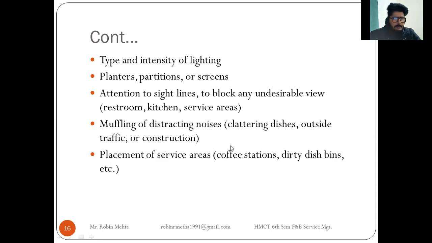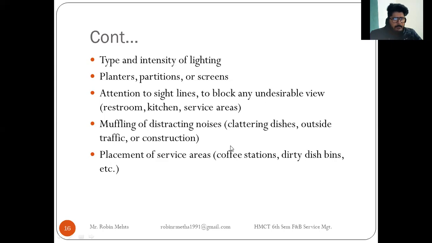Muffling distraction noise, like clutching dishes, outside traffic or construction. We have to put noise cancellation material in our restaurant, because sometimes there is noise from the kitchen or the outside traffic, if our restaurant is situated near a highway or a busy street. We can put noise cancellation equipment in our restaurant. If some construction is going on outside our restaurant, then again we put noise cancellation equipment in our restaurant.